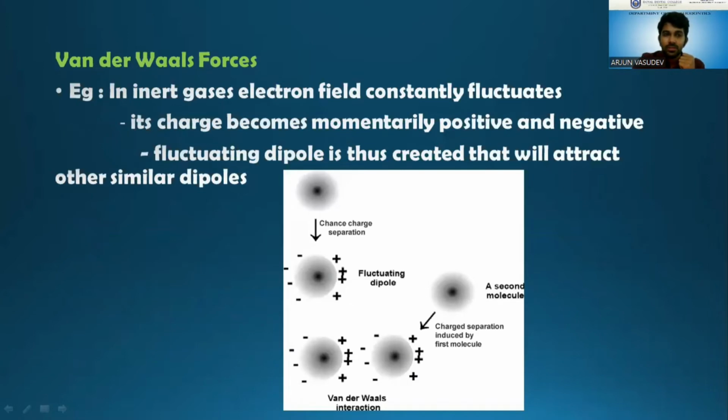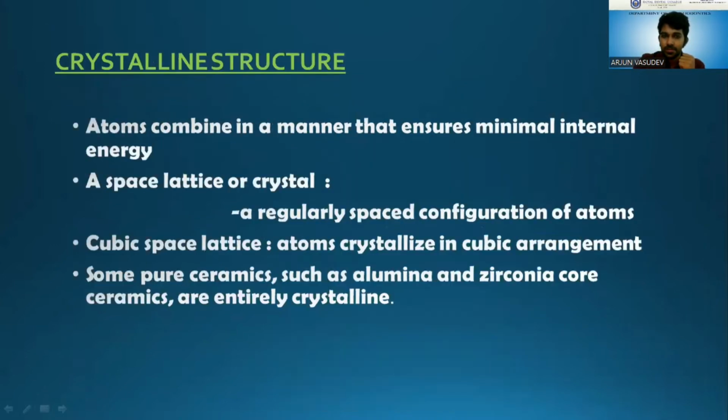Now, van der Waals forces. Example, in inert gases, the electron field constantly fluctuates. Its charges become momentarily positive and negative. A fluctuating dipole is thus created that will attract other similar dipoles.